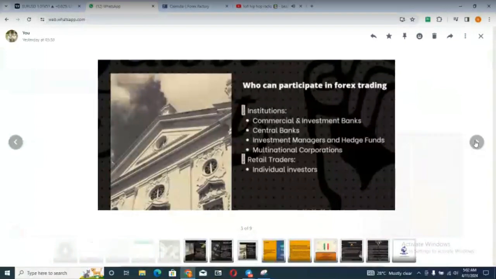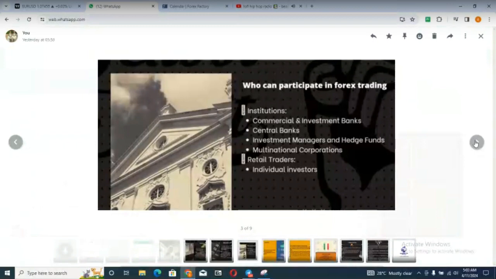And also the multinational companies like Tesla, like NCN, like Zenith, like so many like that. They trade the Forex market. So many multinational corporations are into the Forex market. And the retail traders, which are us, the individual investors, are the second part of people who also trade the Forex market actively but don't have the power to move the market. So the institutions are those who have the power to move the market.